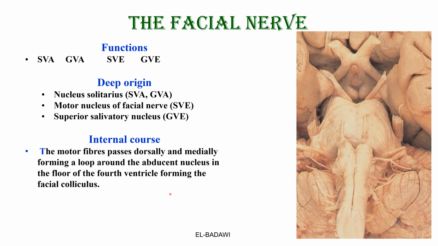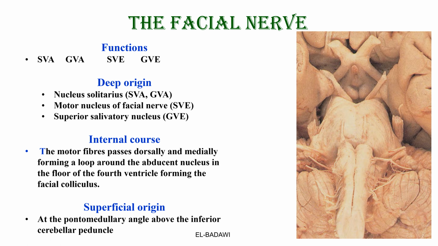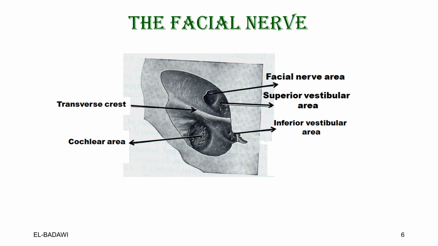The internal course, as we said, the motor fibers pass dorsally and medially, forming a loop around the abducent nucleus, forming what we call the facial colliculus. The superficial origin, as we said, is at the pontomedullary angle above the inferior cerebellar peduncle.